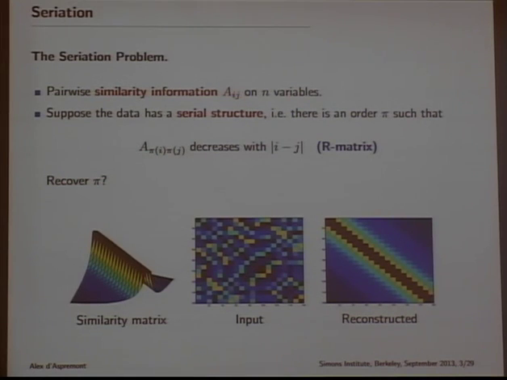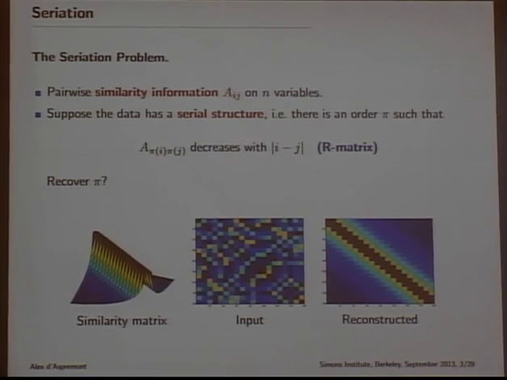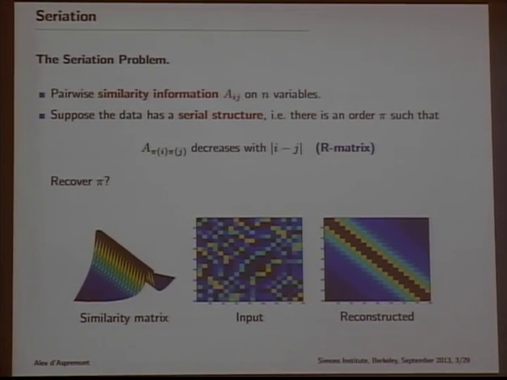And you make one key assumption here, which is that the data has a serial structure, okay? Meaning that, roughly speaking, there is a permutation of these variables such that the similarity matrix is decreasing starting from the diagonal. So there is this explicit condition. We're going to say that A_pi(i)pi(j) is an R matrix, after Robinson, if A_pi(i)pi(j) decreases with |i - j|, okay? So roughly speaking, this looks like this.